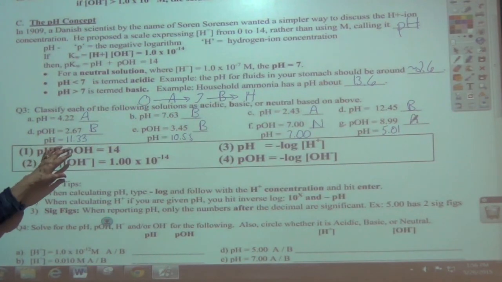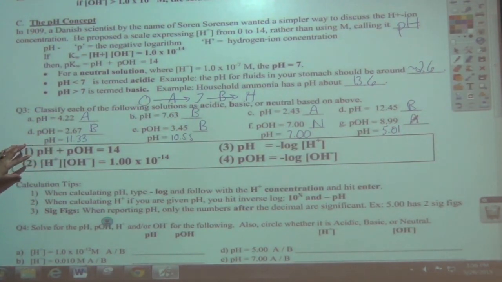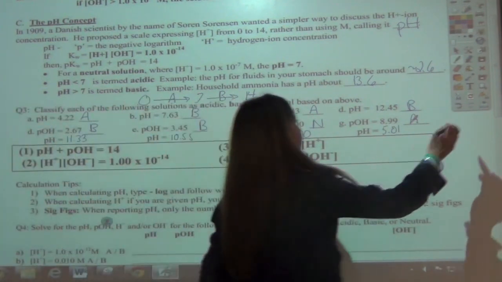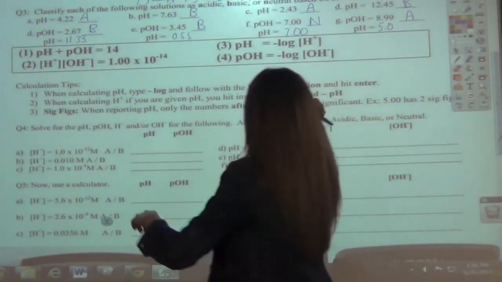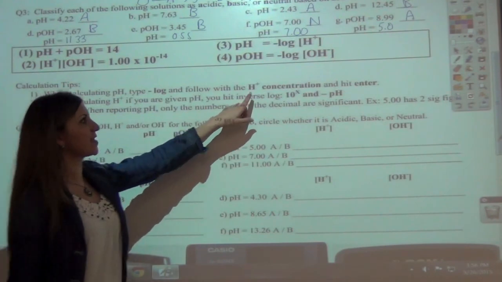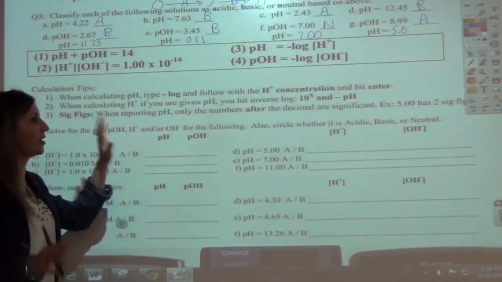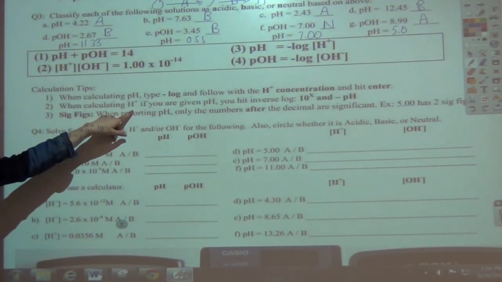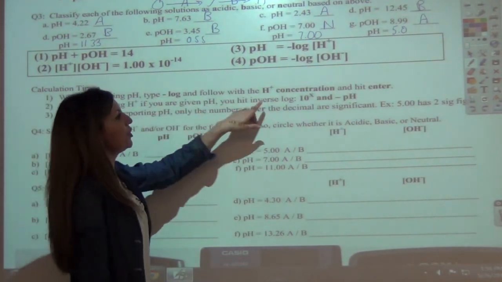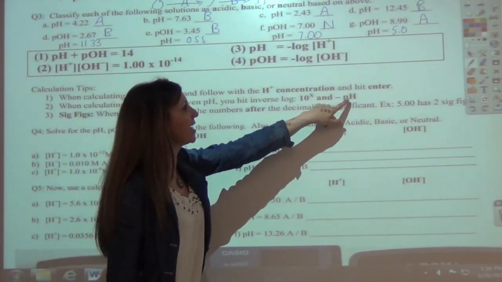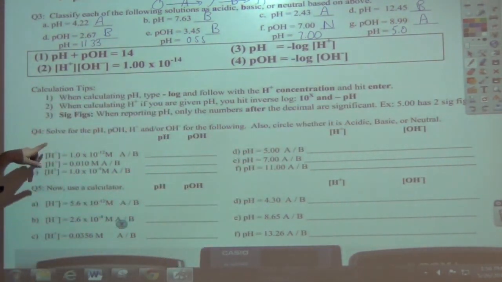Okay, these are the 4 equations, all right? And this is it. So we're going to talk about how to use these equations too. When you're calculating pH, you're going to type negative log, and then you're going to use the H plus concentration and hit enter, and it's that easy. When you're calculating H plus, if you're given the pH, you're going to hit inverse log and the negative of the pH, and you'll see when we do this in a second.